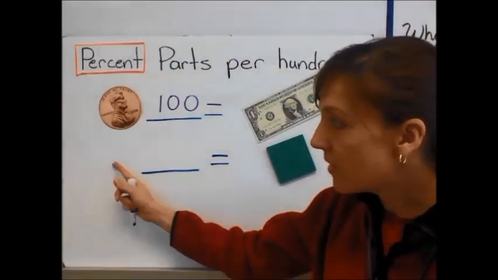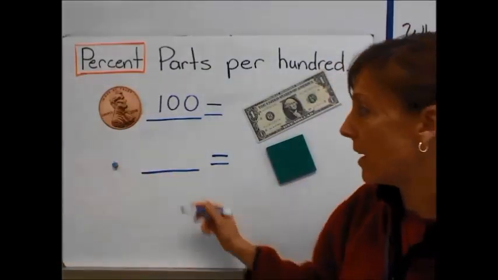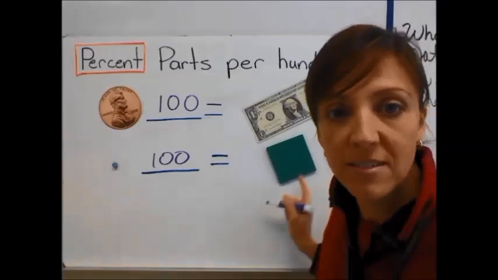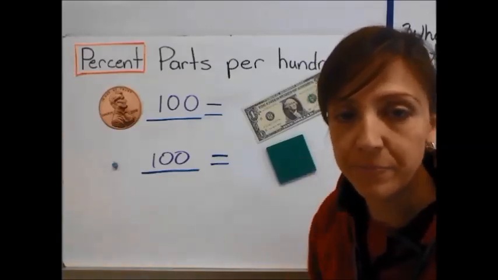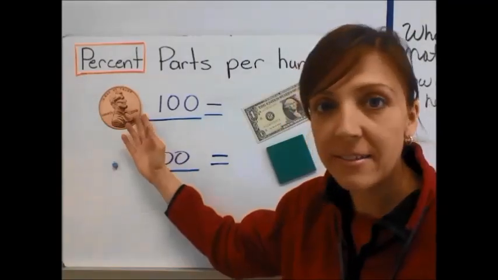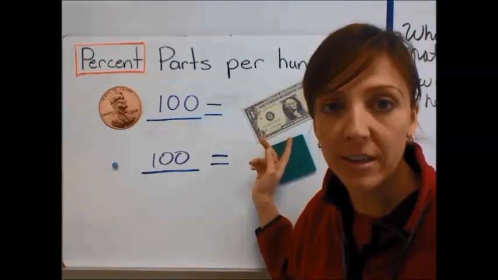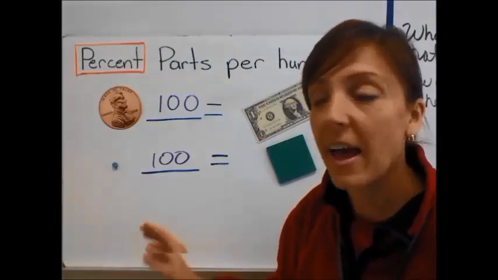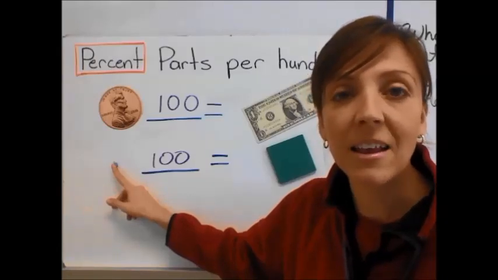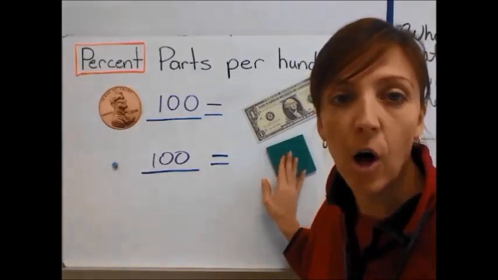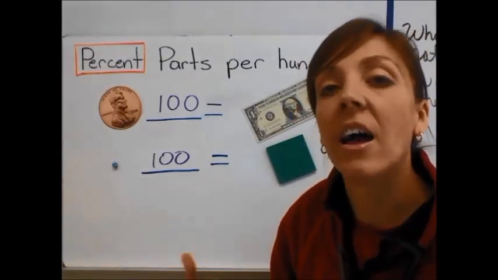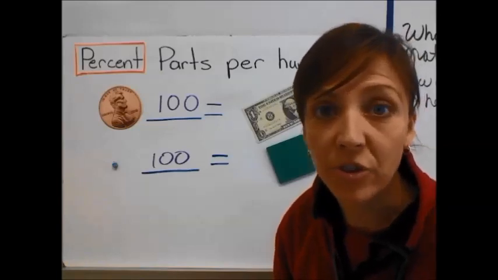And then how many of these little tiny blocks does it take to make one of these big blocks? It takes 100 of those small little cubes to make this big square block. So if I only had 6 pennies, 6 pennies would be 6% of a dollar. If I had 98 of these tiny little blocks, then that would be 98% of a whole. So when you hear cent, think of 100. It means out of 100.